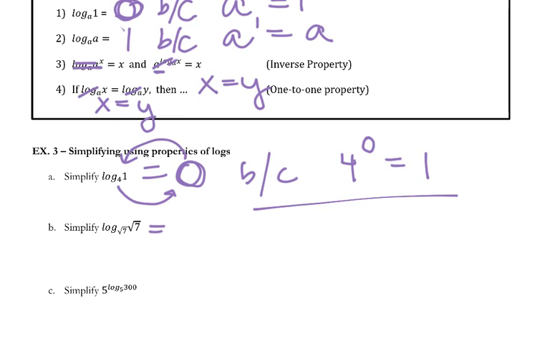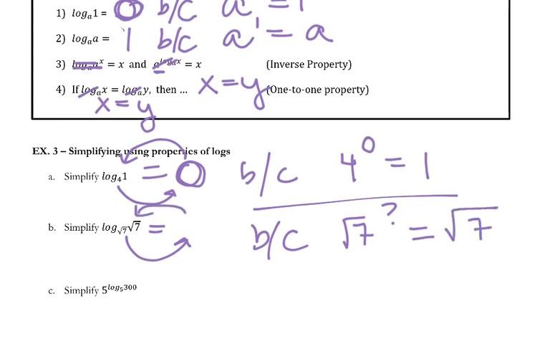Here, log base square root of 7 of root 7, so let me put the base, square root of 7, equals something, raised to the something equals root 7. Well, that something has to be 1. So this is a 1. Anything to the first power is equal to itself. Next, 5 raised to the log base 5 of 300. Well, this base and this exponent of log base 5 cancel, leaving us just with 300. So again, this one is using the inverse property that we looked at up here.